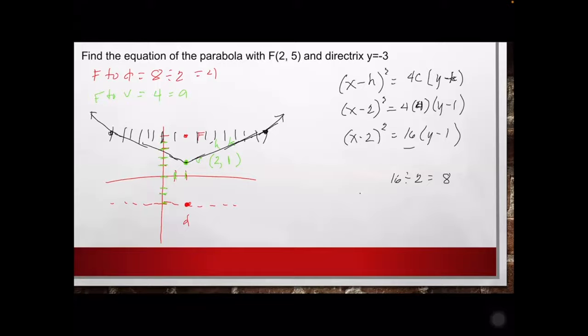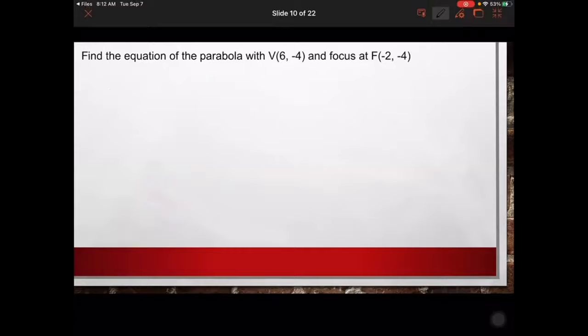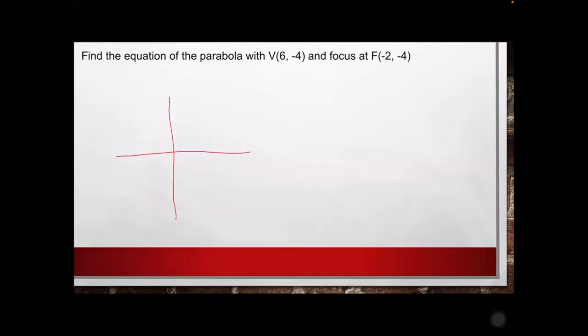Okay, so let's have another example. Find the equation of the parabola with vertex at (6, negative 4) and focus at (negative 2, negative 4). So i-graph ulit natin siya. Magkakaroon tayo dito ng 6 and negative 4. 1, 2, 3, 4, 5, 6, 1, 2, 3, 4.